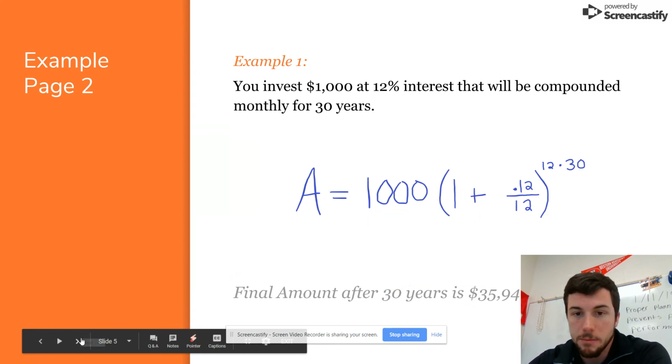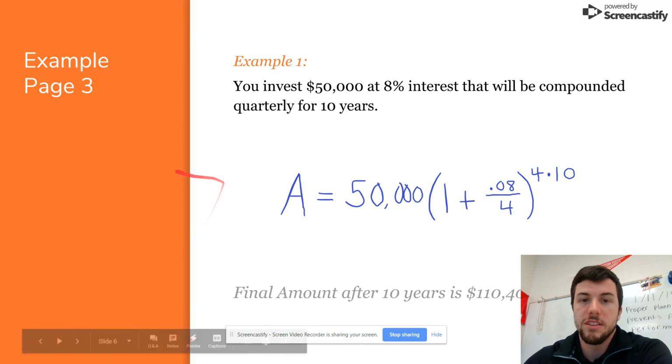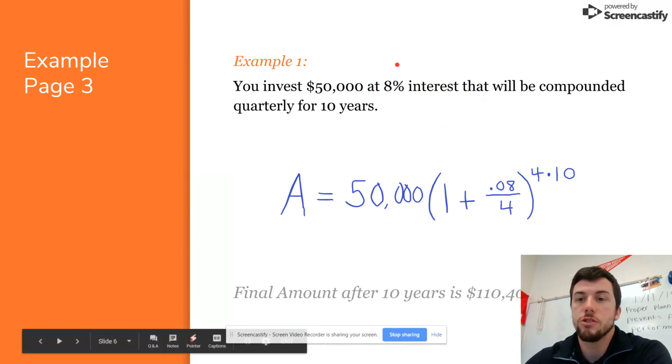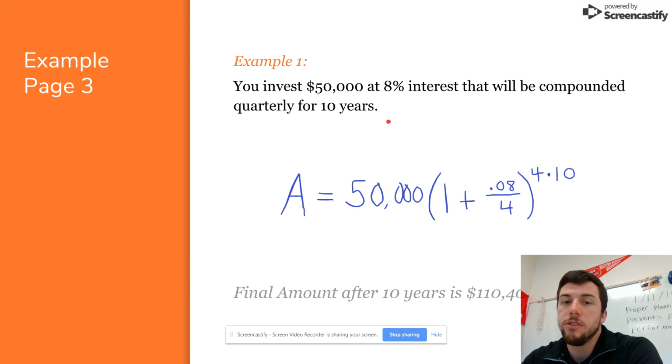So what about this last example? You've saved up $50,000 and you've decided to invest it at an 8% interest rate that is compounded quarterly for 10 years. So you're late in life. You've got about 10 years before you want to retire. So you invest $50,000.